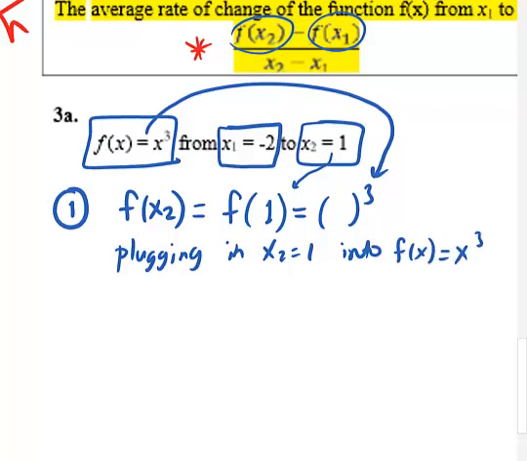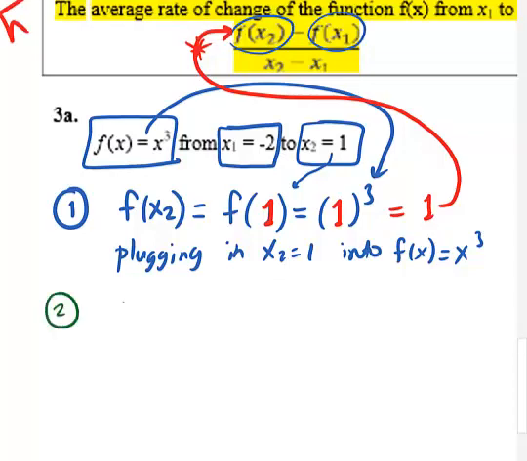So just to make it more clear, I'm going to use a different color for the value that I'm plugging in. 1 cubed, 1 to the third power, is just 1. So that is the value that's going to go right here, f of x2. And now maybe I'll figure out what f of x1 is, because that's the next part of the formula. They want f of x1. It's very similar, I'm just plugging in a different value, because they told me that x1 is -2.